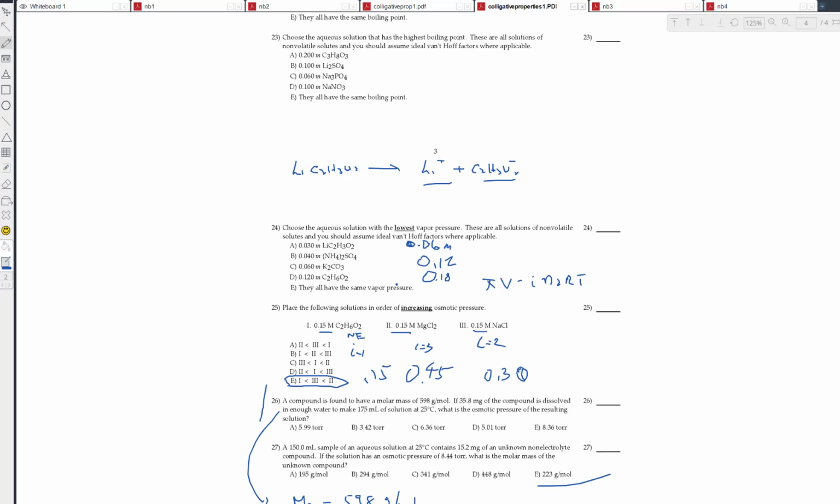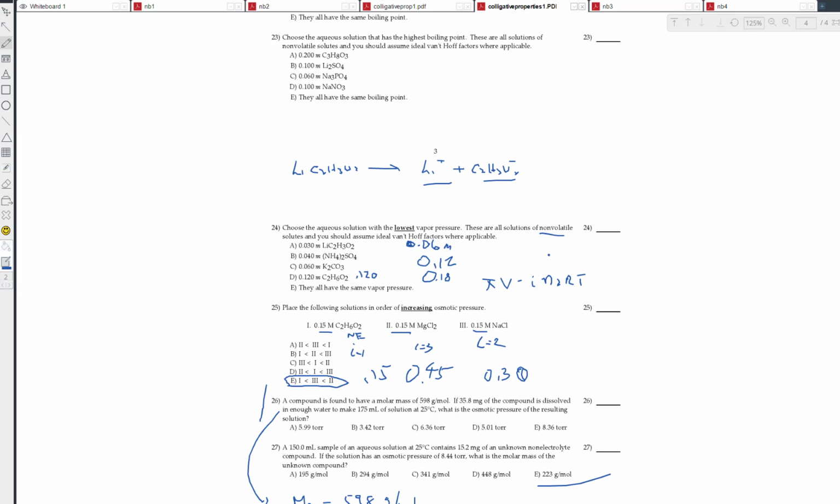Is that sugar? No, this is actually ethylene glycol. It's non-volatile, so just keep 1.12. And like you said, the one that is most volatile has the highest vapor pressure. But all of the solutes are non-volatile, so don't worry about it. They are saying solutions of non-volatile solute.